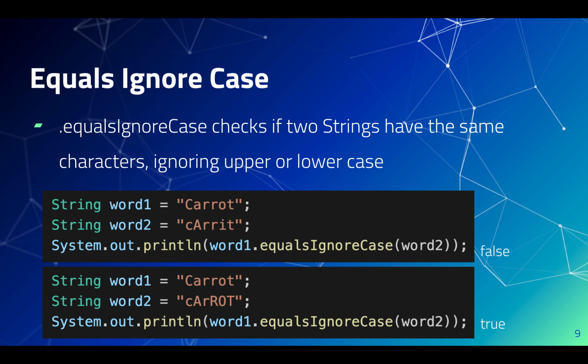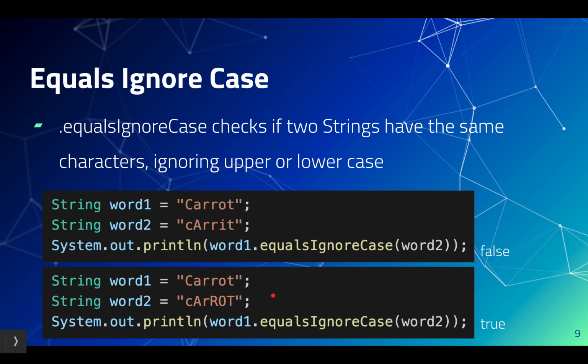A similar method to .equals is .equalsIgnoreCase, which checks if two strings are equal, but it ignores casing or capitalization. Here we have two string variables that look kind of similar. However, word2 has an I in it instead of an O. So because the letters are different, it'll print false.